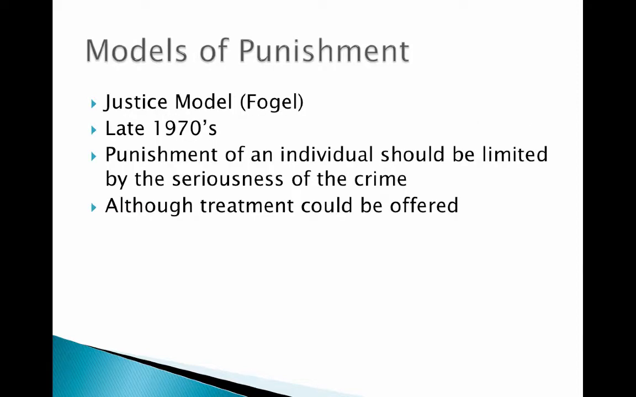Models of punishment. We have the justice model put forth by Fogel in the late 1970s, where punishment of an individual should be limited by the seriousness of the crime, although treatment could oftentimes be offered.